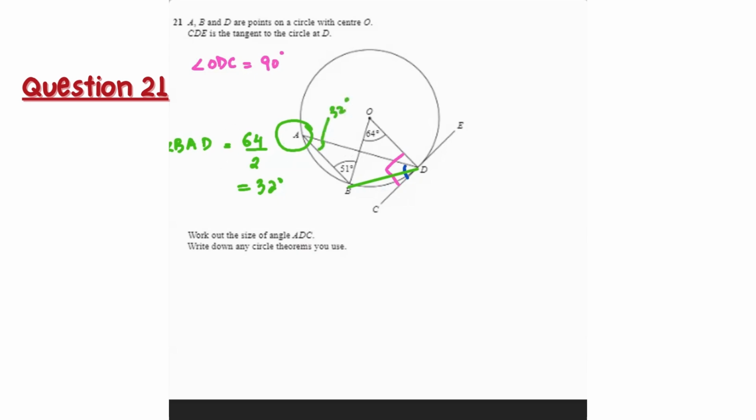Now we can find this third angle over here by doing sum of angles of a triangle, which is 180. So 180 equals 32 plus 51 plus x. I'm going to call this x. So that's going to be 180 equals 83 plus x. 180 minus 83 is x. 97 degrees for x. So now we know this is 97, which means this angle over here is also going to be 97 because vertically opposite angles are equal.